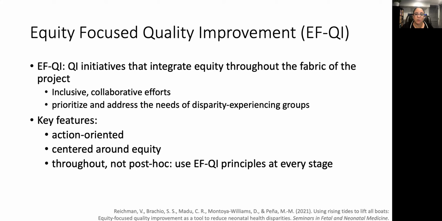This brings me to equity-focused quality improvement, or EFQI. EFQI are QI initiatives that integrate equity throughout the fabric of a project. It's inclusive and collaborative, and it prioritizes and addresses the needs of disparity experiencing groups. This differs from QI with an equity lens in that it's action-oriented and it's completely centered around equity. Equity is central throughout the project from the very beginning, not post hoc. EFQI principles are applied at every stage.